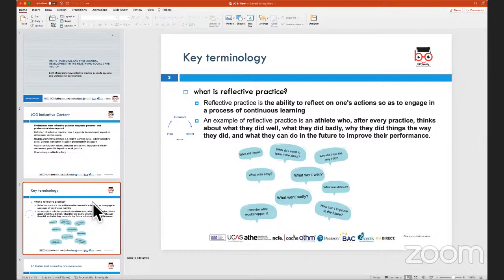Now, let's start off with the key terminology for understanding reflective practice. When we say reflective practice in general, what does this mean? It means the ability that we have to learn from our own actions, and this then allows us to do the task in a much better way, and that would be the process of what is called reflective practice.